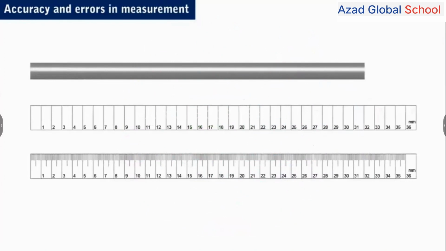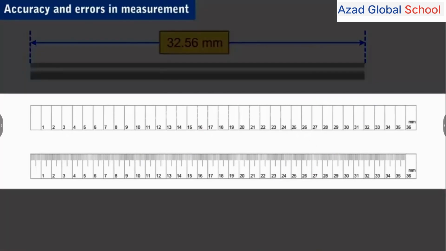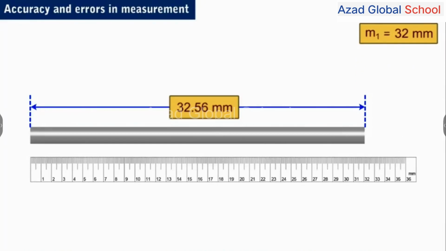Take for example an object whose absolute length is 32.56 mm, measured using two different instruments. Using the first instrument with a resolution of 1 mm, we obtain the measurement as 32 mm. Let us call this measurement M1. Using the second instrument with a resolution of 0.1 mm, we obtain the measured value as 32.5 mm. Let us call this M2.